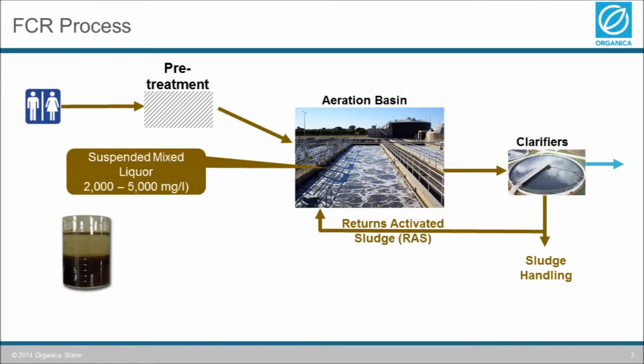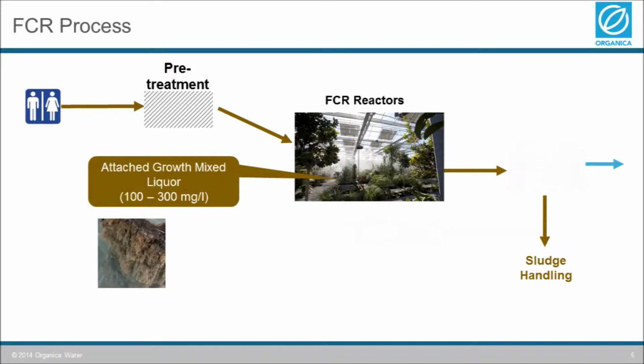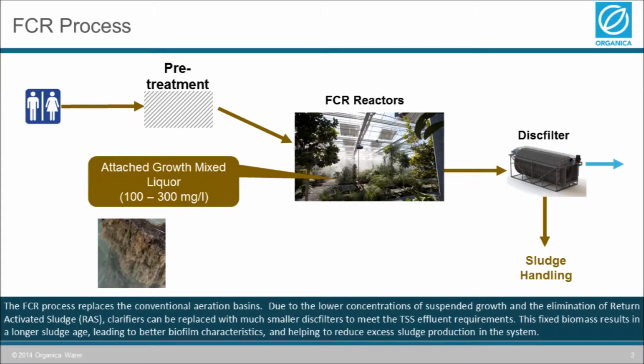So with the Organica FCR, we do not utilize in most applications return activated sludge. The challenge with the FCR is that the return activated sludge promotes the growth of suspended growth organisms that float in the water as opposed to attached growth organisms that are fixed in the biofilm. And so by eliminating the return, we don't give the organisms the opportunity to continue to grow and multiply and reproduce. So the elimination of the RAS is not unique to the FCR. It's very common in many biofilm-based systems using attached growth organisms.